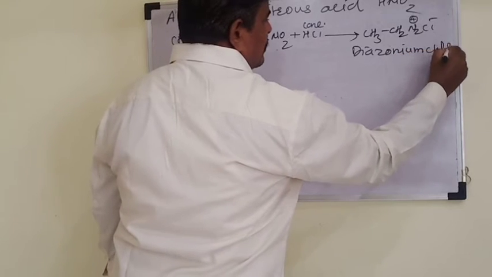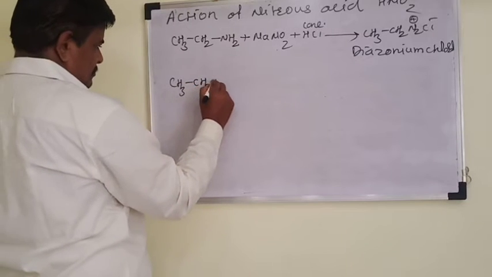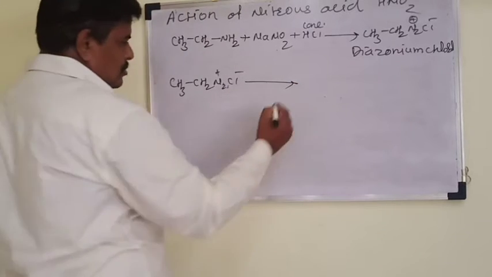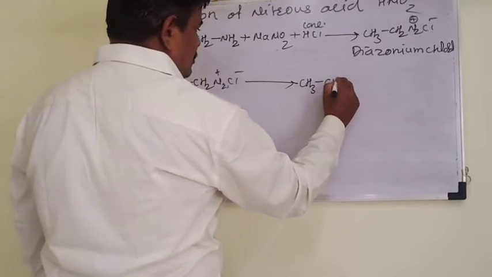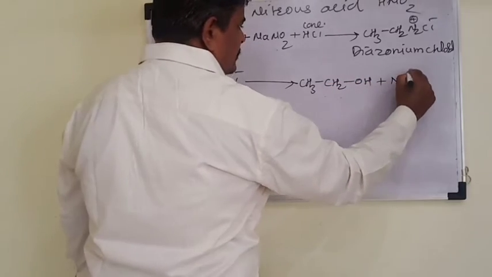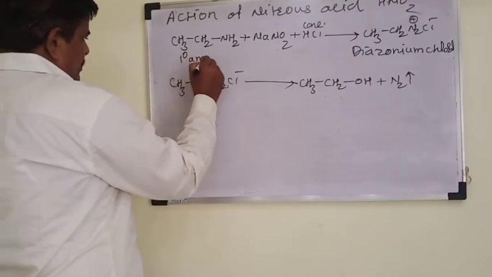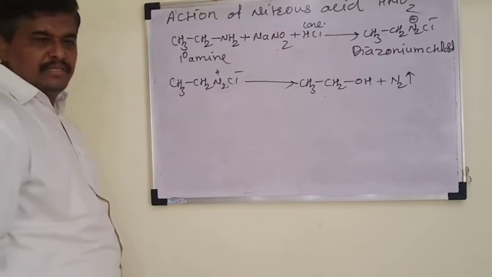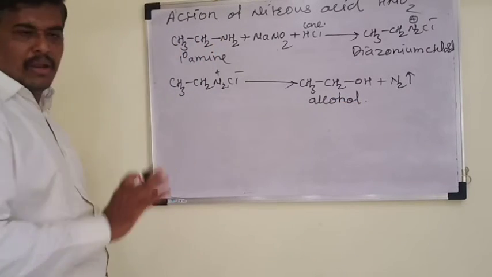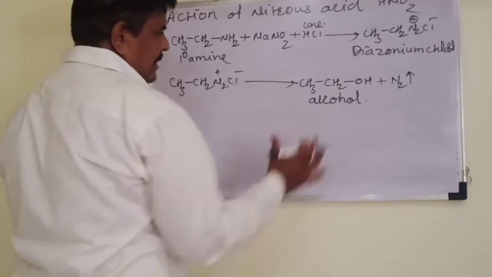This diazonium chloride undergoes hydrolysis to form CH3CH2OH plus N2 gas. So remember that a primary amine reacts with nitrous acid to form an alcohol. So we get this primary alcohol.